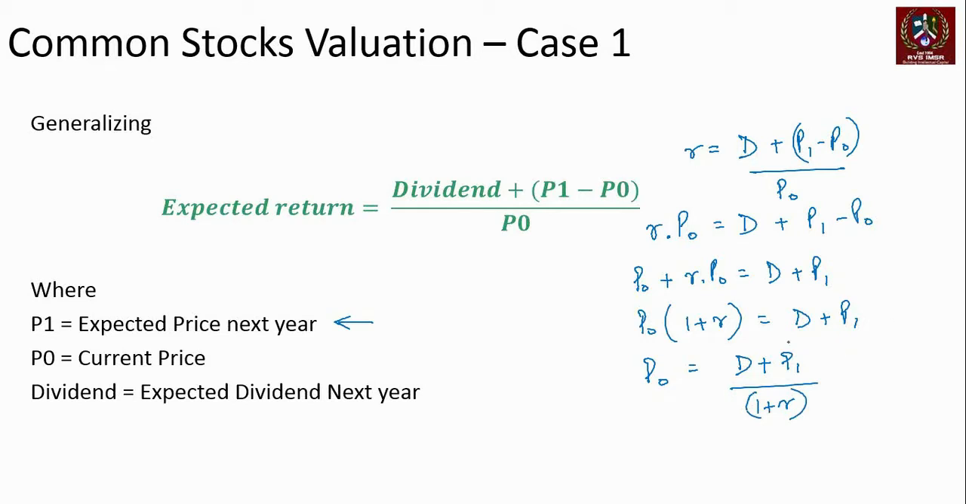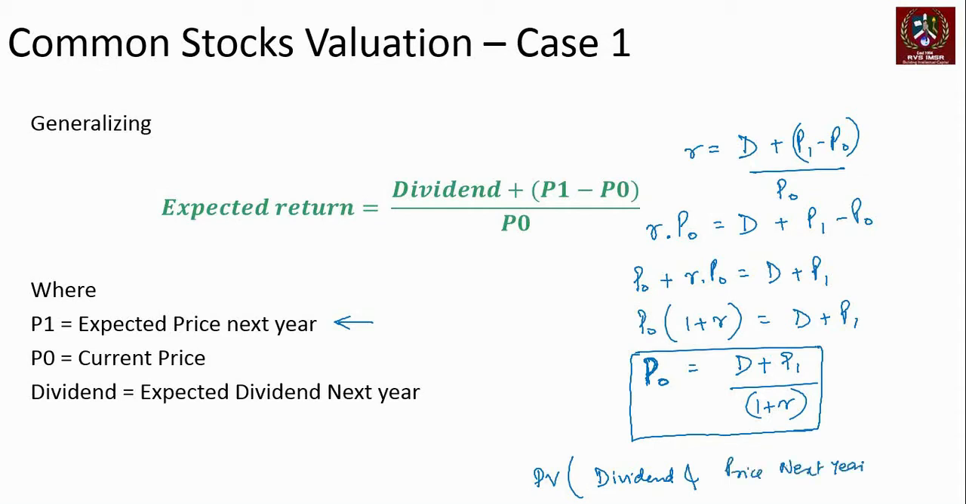So mathematically, I can take the current price on the left hand side, which is P0, and the equation for the current price turns out to be dividend plus the price next year divided by 1 plus R, or the present value of the dividend and price next year. In other words, we are saying the present value of dividend and price next year is what we are trying to find out as the stock price. That's going to be the stock price.